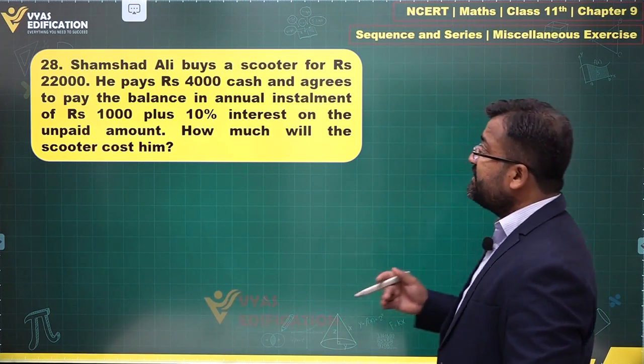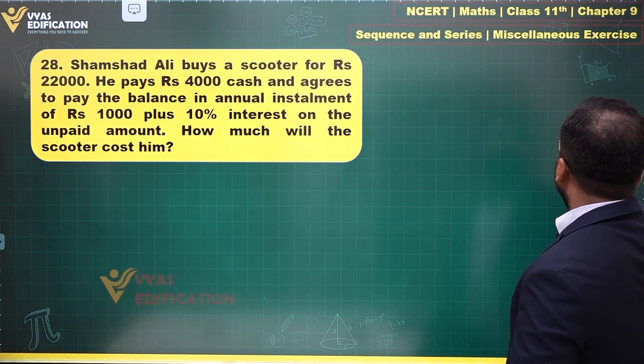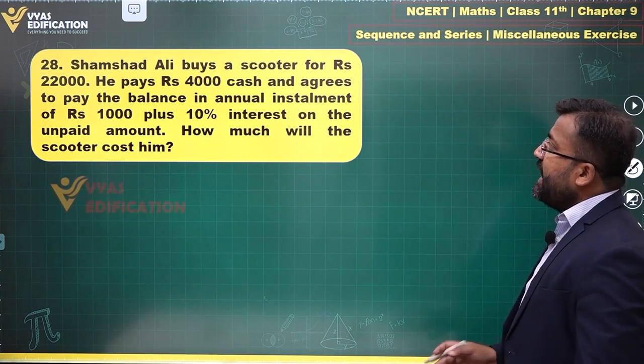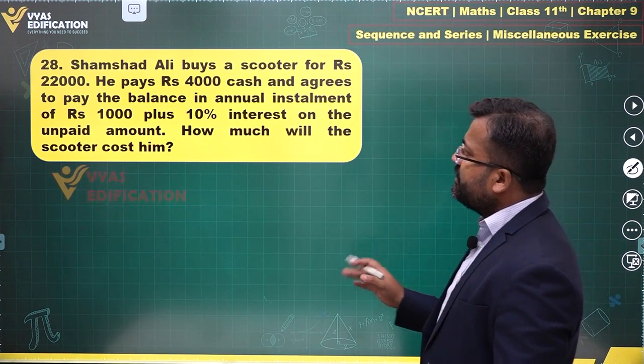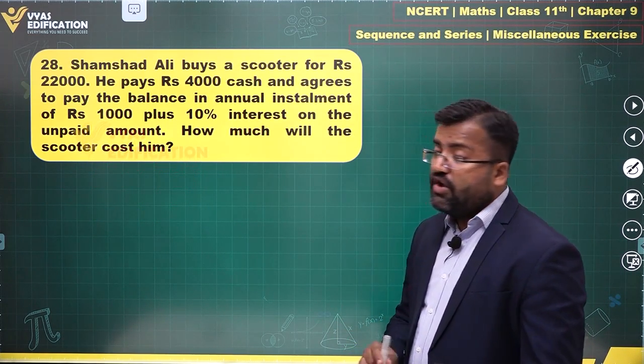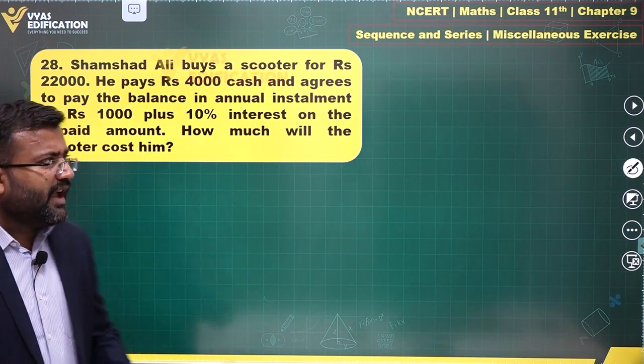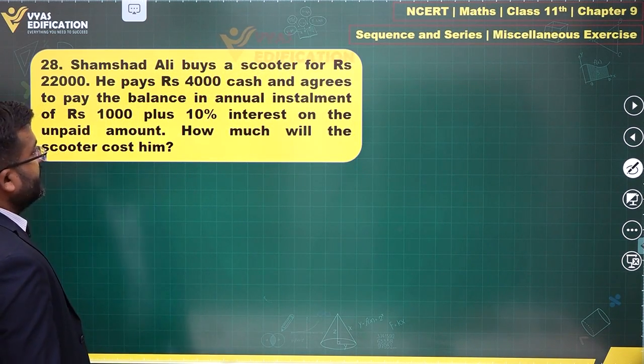Question number 28 says, Shamshad Ali buys a scooter for rupees 22,000. He pays rupees 4,000 cash and agrees to pay the balance in annual installments of rupees 1,000 plus 10% interest on the unpaid amount. Similar to the previous question. And here, what do we have? How much will the scooter cost him?